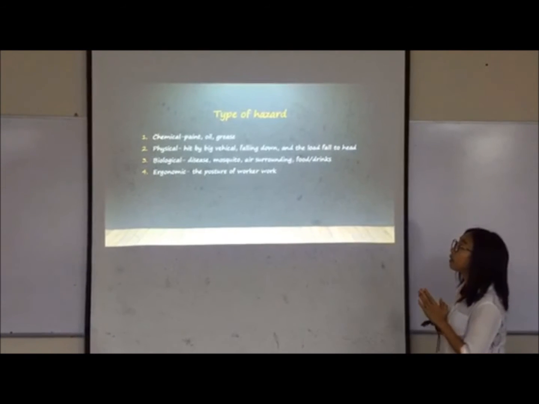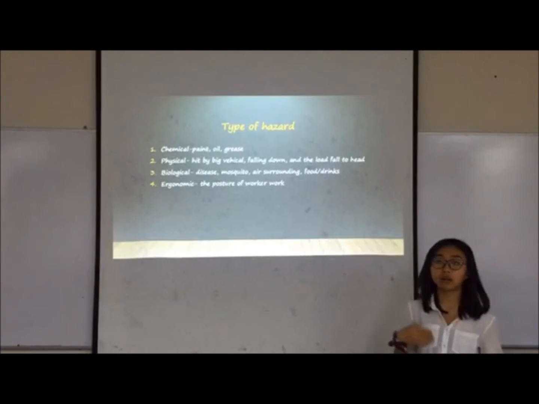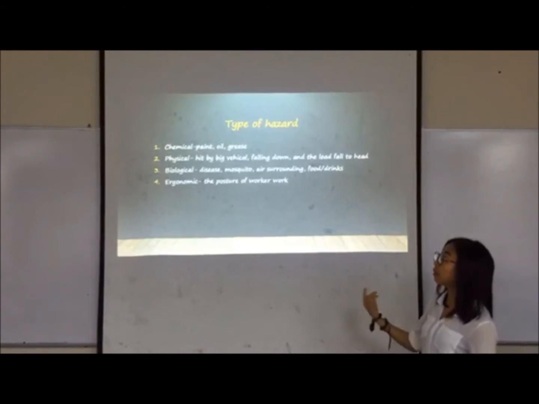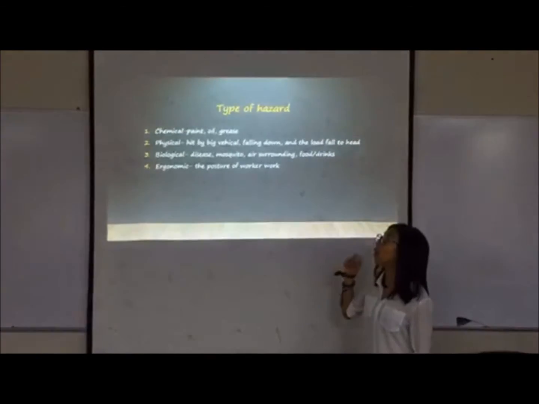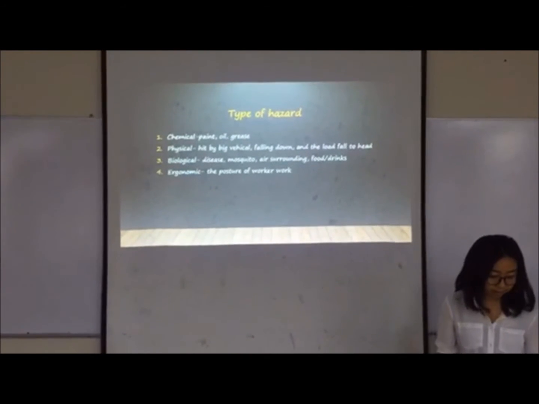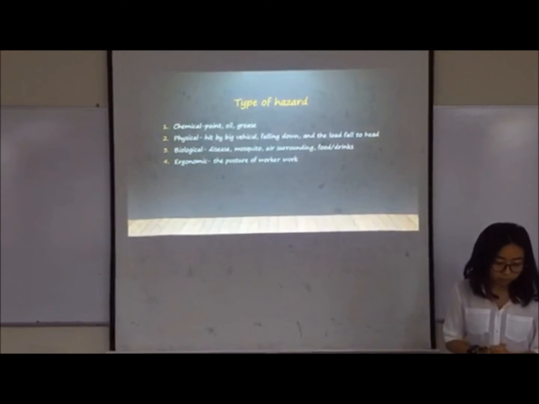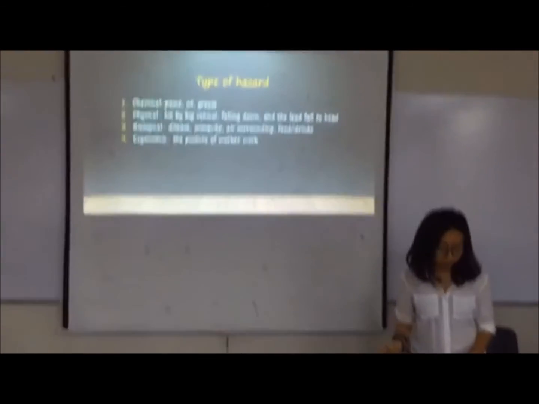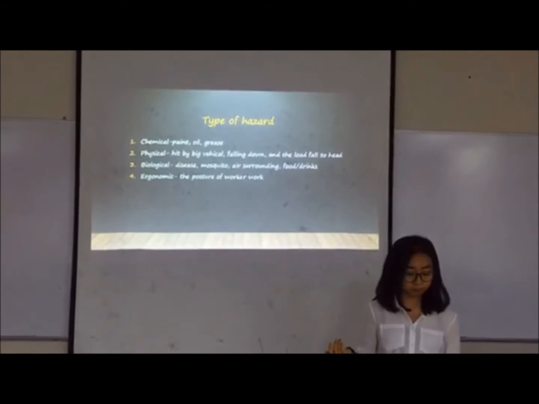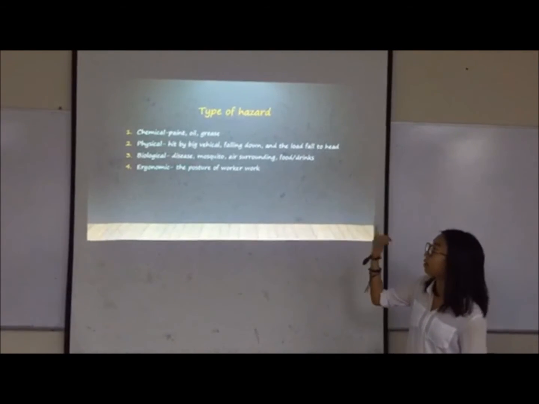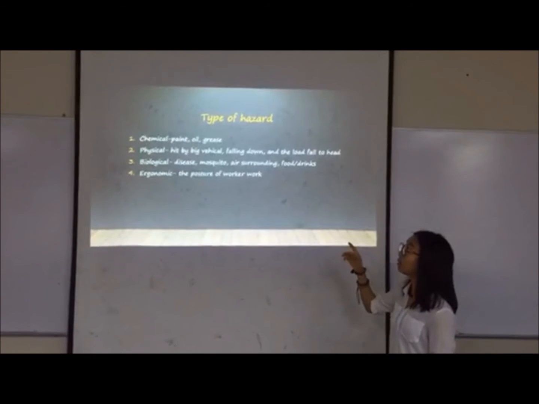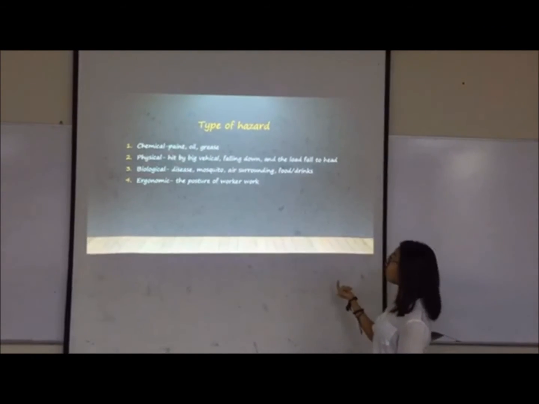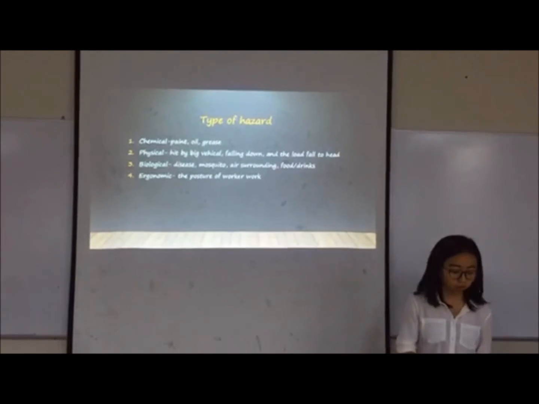These are the types of hazards that may be faced during the construction process. First one is chemical. There are paint, oil, grease, all those materials which will affect human health or also cause fire. And then the second one is physical. Examples are being hit by a vehicle, falling down, and a load falling onto the head.